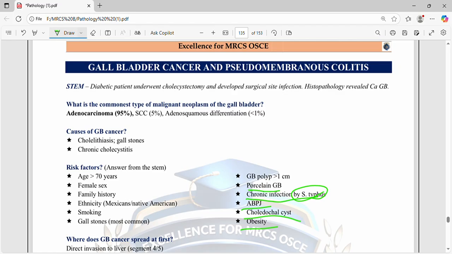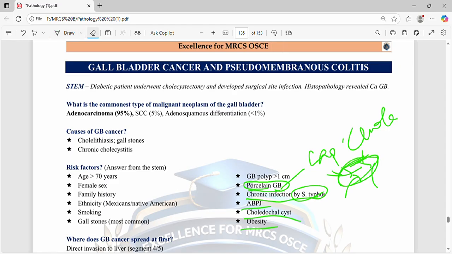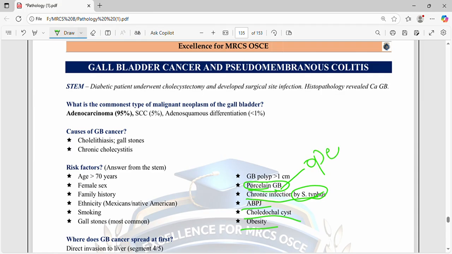So, let me tell you something about porcelain gallbladder. In porcelain gallbladder, lap chole is contraindicated. Why? Let's suppose you did laparoscopic cholecystectomy for porcelain gallbladder. If there is a CA, there is a high chance that it will infect the margin of the trocar site. So there is a risk of seeding into the anterior abdominal wall. So be careful in porcelain gallbladder. Laparoscopic cholecystectomy is contraindicated. You have to do open cholecystectomy.